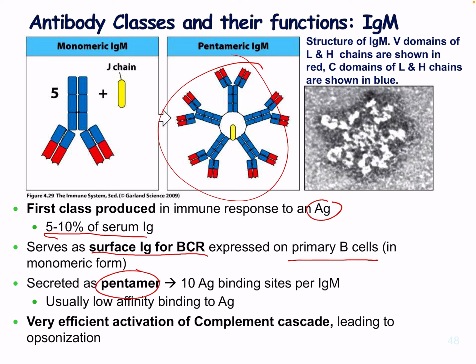Here we can see it has 10 antigen binding sites per IgM. So 1, 2, 3, 10. And it's very efficient at activation of the complement cascade, leading to opsonization.